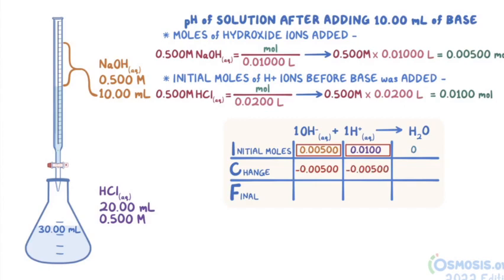Finally, the balanced equation shows a 1-to-1 mole ratio between hydroxide ions and water. So, for every mole of hydroxide ions that gets consumed, we produce a mole of water. Therefore, we get a plus 0.00500 moles in the C row below water. Since we start with 0.00500 moles of hydroxide and we lose 0.00500 moles, we're left with 0 moles of hydroxide ions. Since we start with 0.0100 moles of H+ ions and we lose 0.00500 moles, we are left with 0.0050 moles of H+ ions.